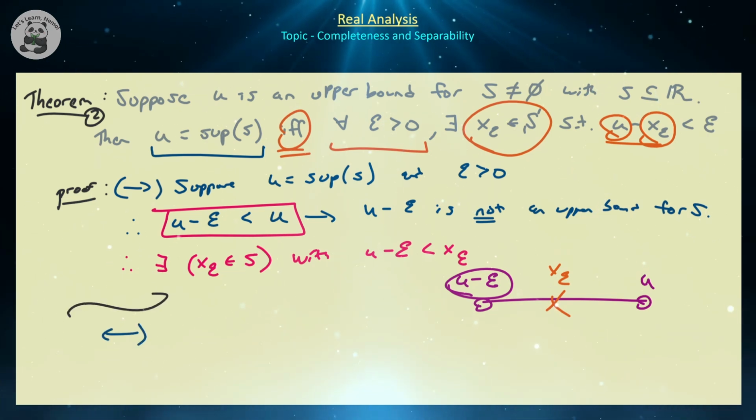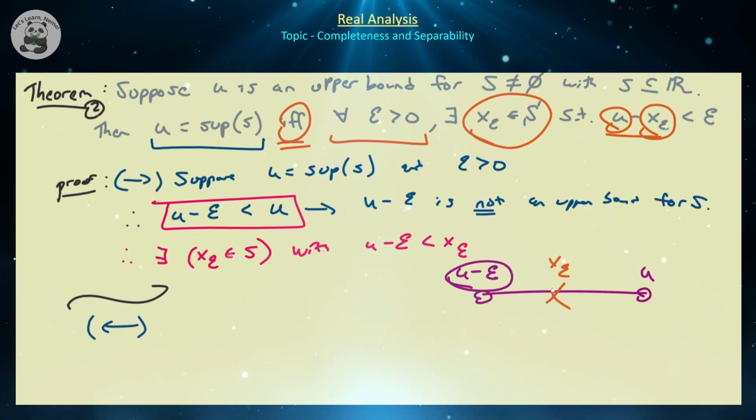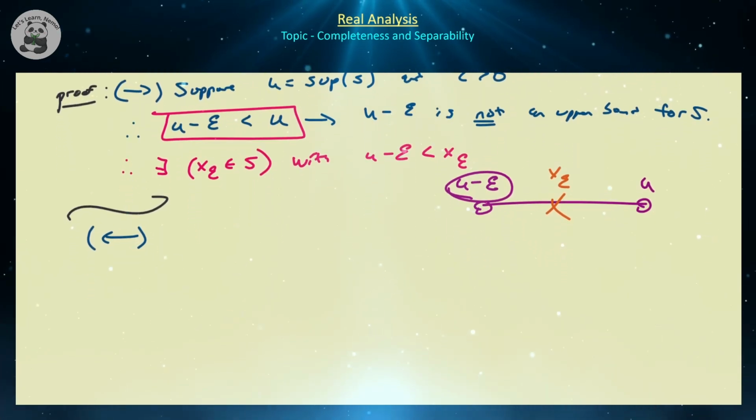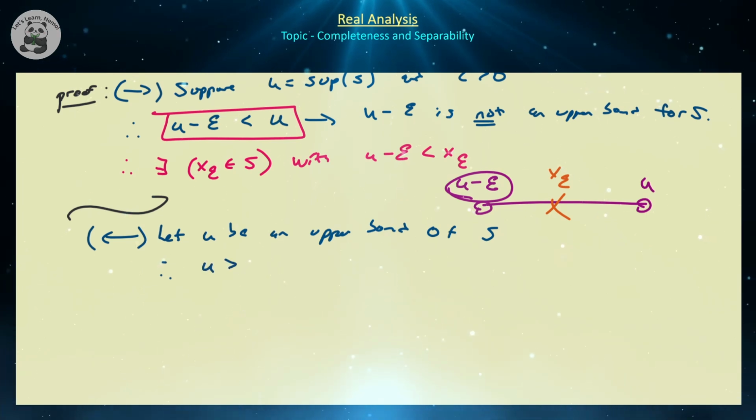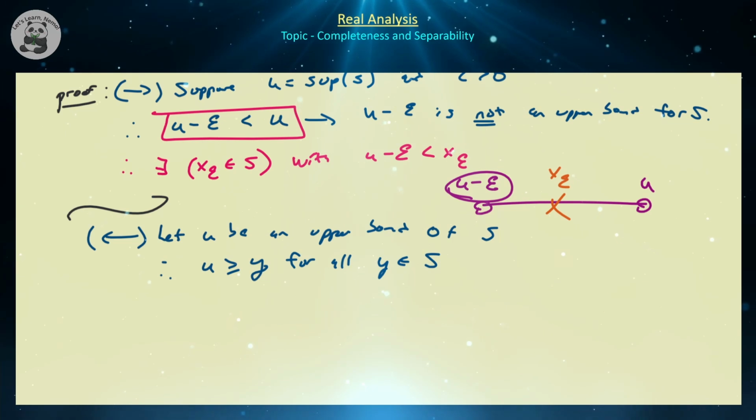Now let's see if we can go in the opposite direction. So what we're going to do is let U be an upper bound of the set S. And again, it's not necessarily in the set S, right? But if it is in the set S, then it would be by default the least upper bound, right? So if U is an upper bound, that means that U is greater than or equal to y for all y in S.